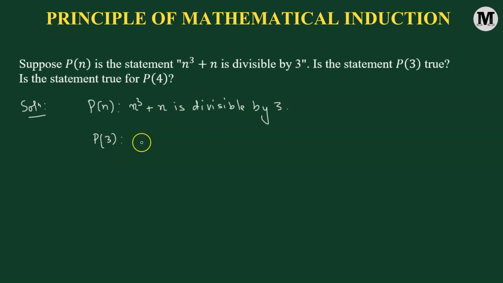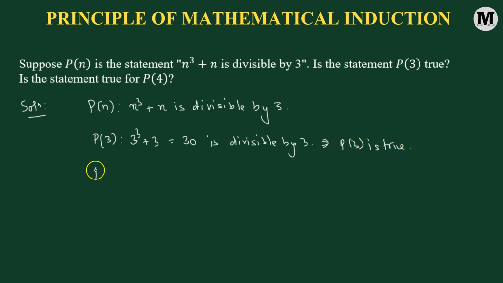If we check for n equal to 3, all we have to do is substitute n with 3. So we get 3 cube added to 3, that's equal to 30. Now is 30 divisible by 3? Definitely. 30 is indeed divisible by 3. Which leads us to believe that the statement P of 3 is true. So we have checked for the validity and it's a true mathematical statement.